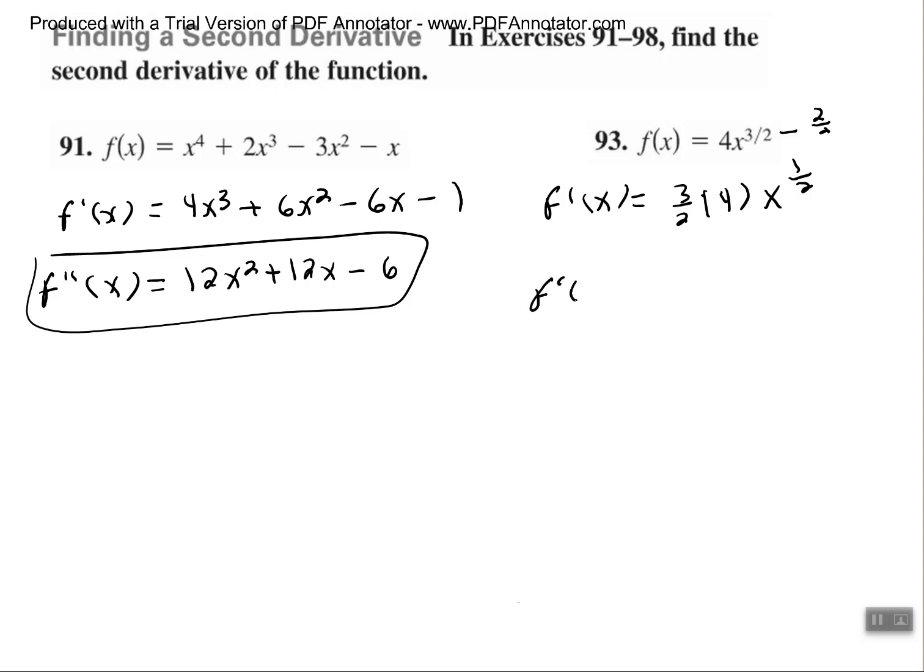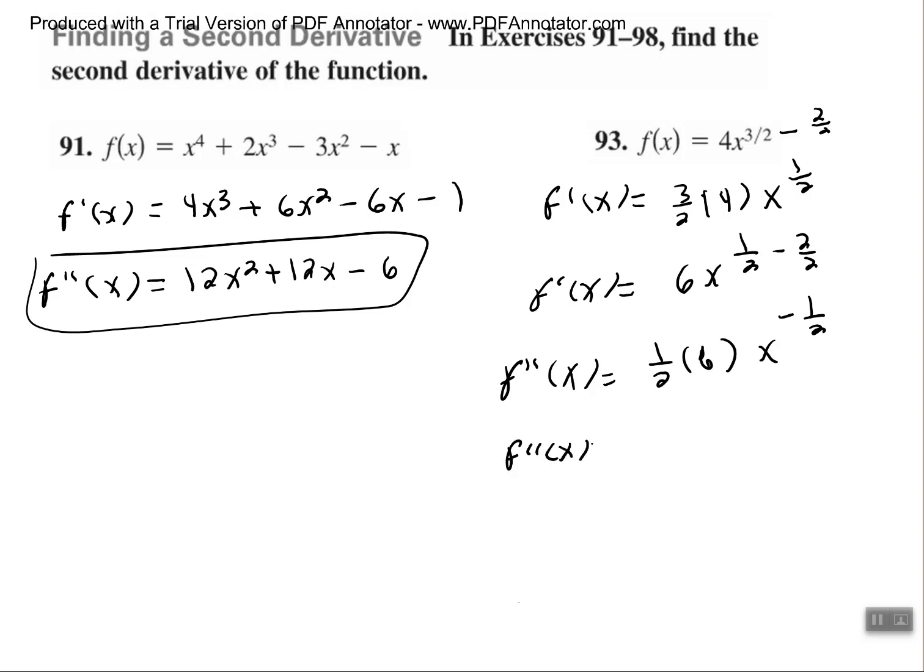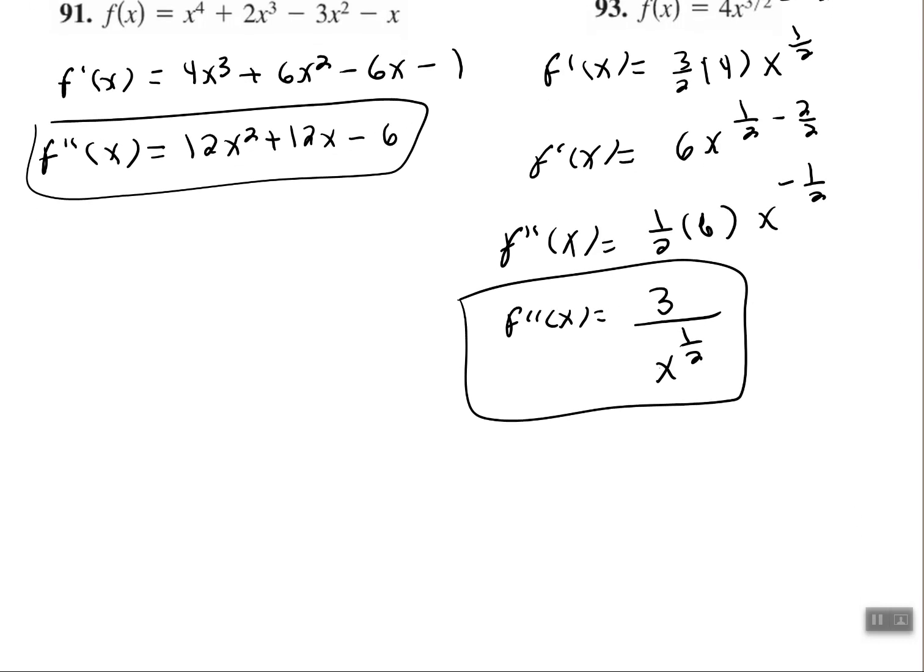So f prime of x equals 6 x to the 1/2 power. And then your second derivative, just use that power rule again, that exponent rule again. So 1/2 times 6, and subtract 2 over 2 this time. So that's negative 1/2. So 3, and then to make that exponent positive, I'm going to move the base to the denominator. And there you go.